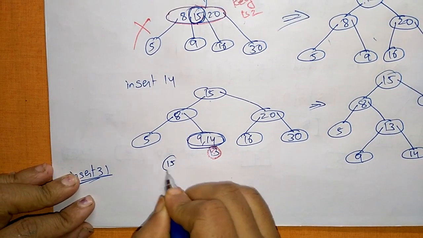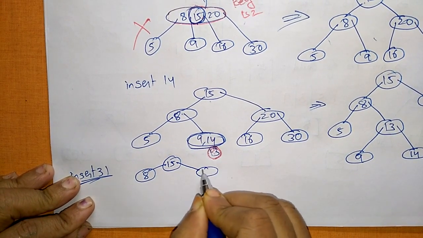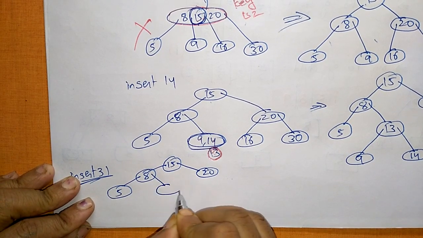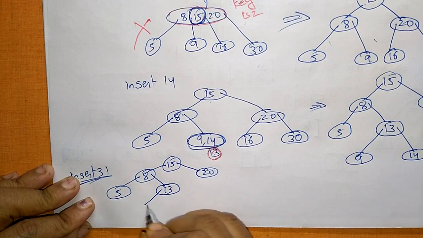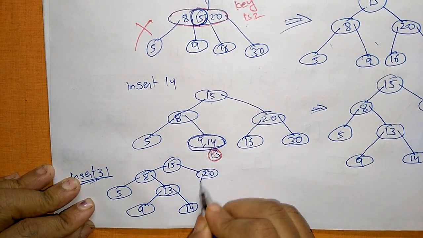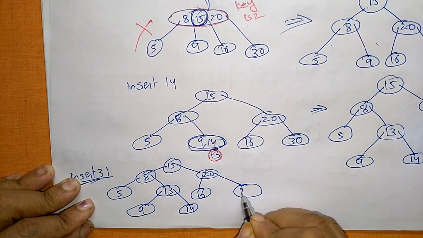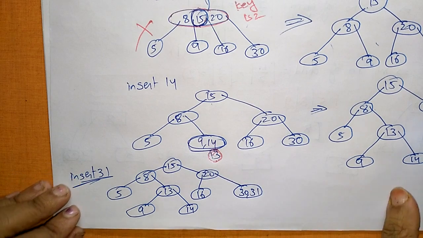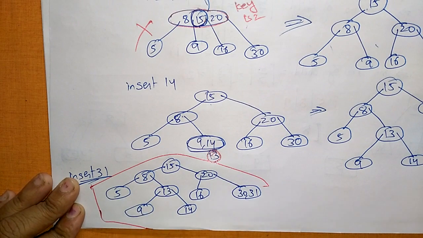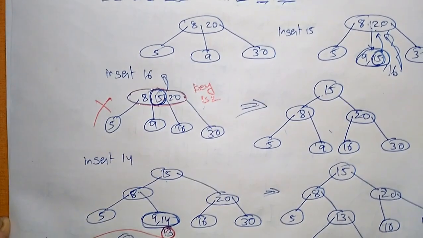So first is 15. Left side is 8. Right side is 20. 8's left side is 5. 8's right side is 13. 13's left side is 9. 13's right side is 14. 20's left side is 16. 20's right side is 30. Insert 31. Okay. So this is your final B tree. This is how you are going to insert the values in tree form.